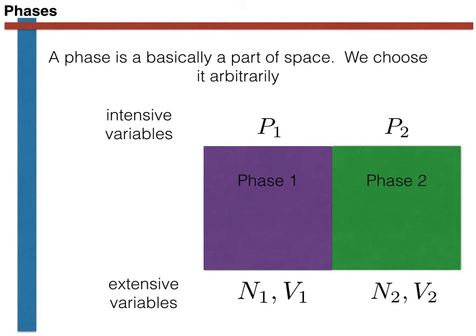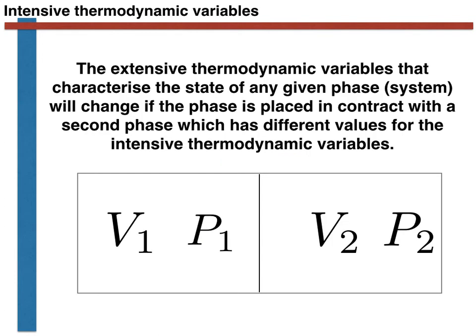Having defined this notion of a phase, we are now in a position where we can give a statement of the zeroth law of thermodynamics, which is the law in thermodynamics that serves the purpose Newton's second law serves in physics. Furthermore, eventually we will use this to quantify how much the system will change when an external agent acts upon it. In classical thermodynamics, our external agent is going to be a second phase, and we are thus going to write that the extensive thermodynamic variables that characterize the state of any given phase will change if that phase is placed in contact with a second phase which has different values for the intensive thermodynamic variables.